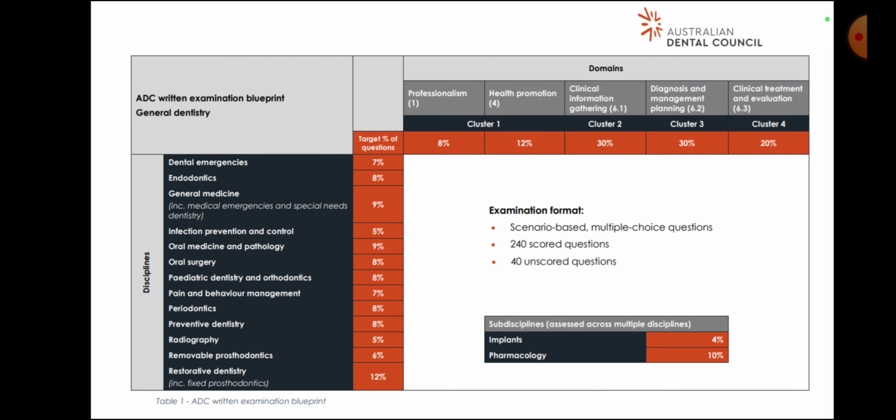So the problem with cluster 1 and cluster 4 is that you will get fewer questions. So there is a chance that you can fail in these two clusters, because they constitute only 20% of the questions. And on the left hand side you can see which categories constitute what percentage, like how much of the question percentage will be asked from particular topics. For example, it's given dental emergencies 7 percent, endodontics 8 percent, and general medicine.